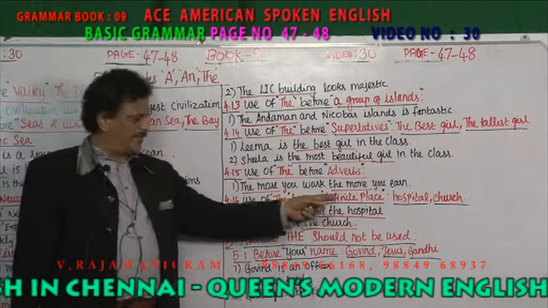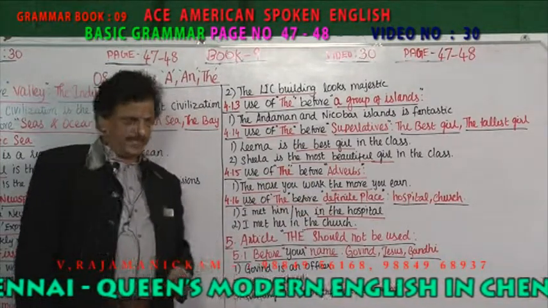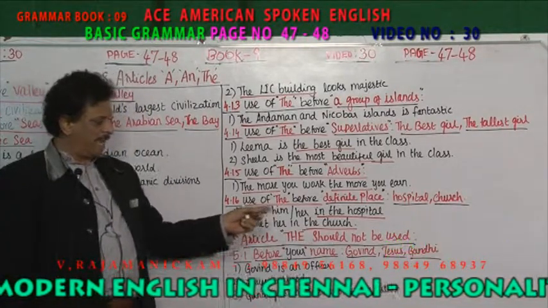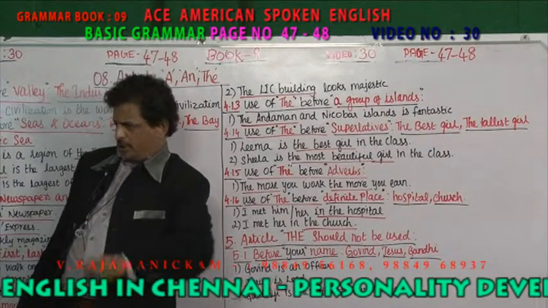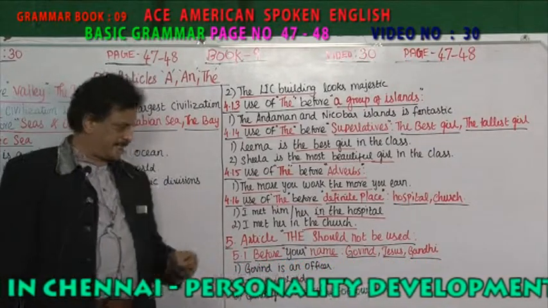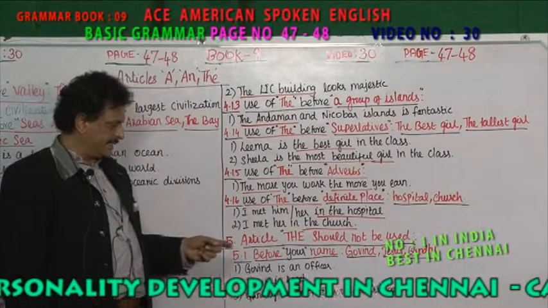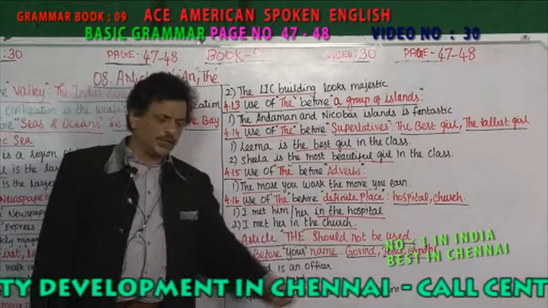Use of the before definite place, hospital, church. I met him, or I met her in the hospital. Definitely we are saying about a place. I met her in the church. You're particularly saying.